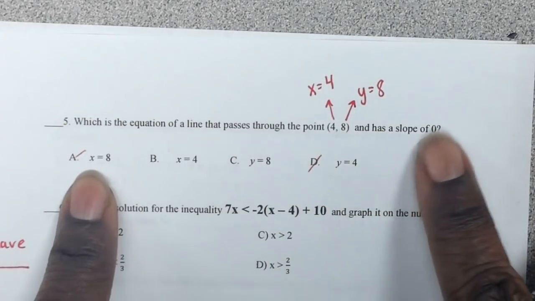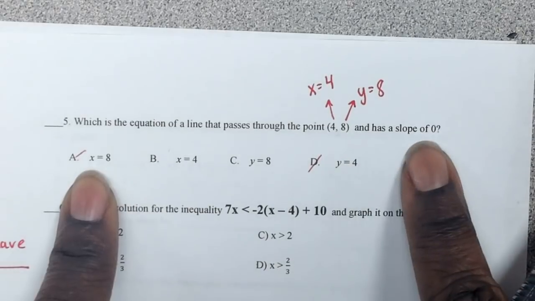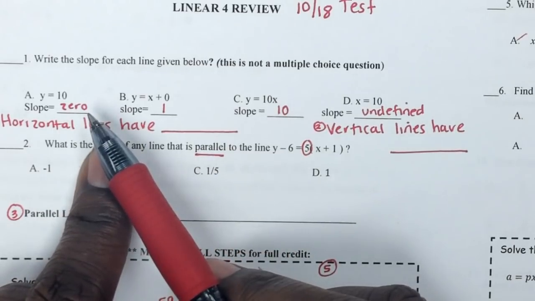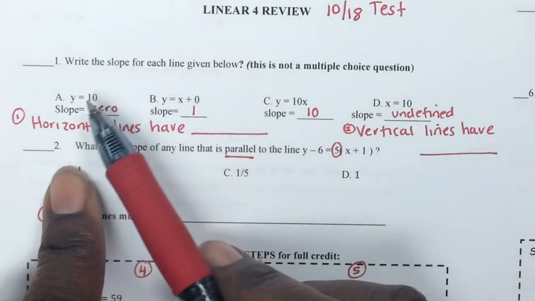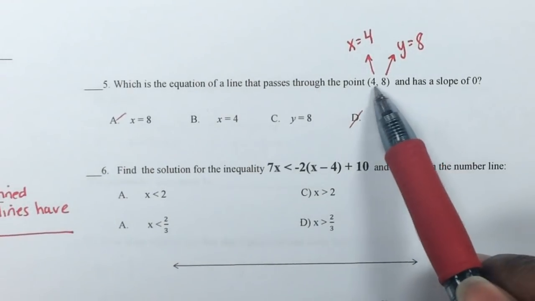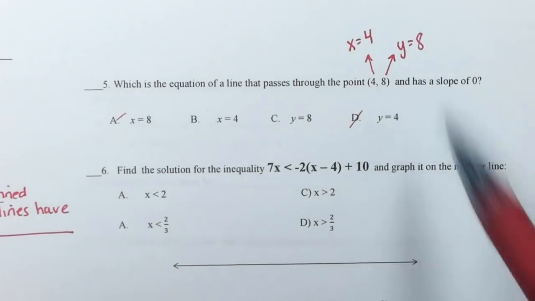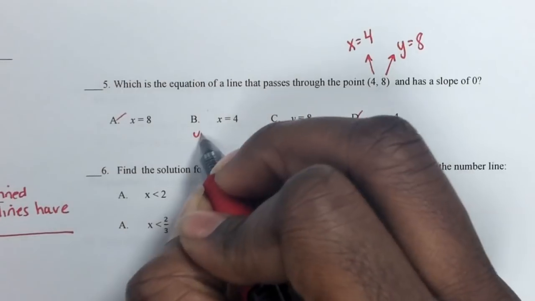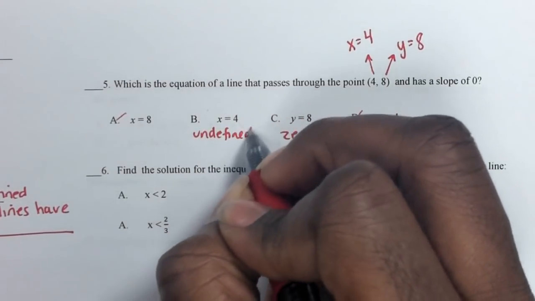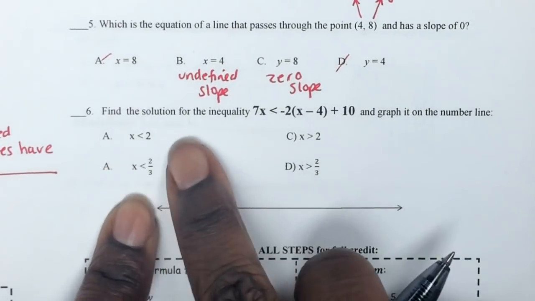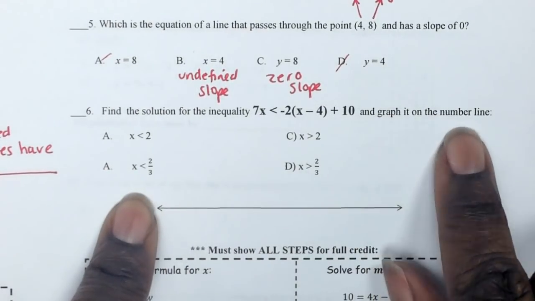But which one of these has a slope of 0? You have to remember, what did we write back on number 1? Horizontal lines have 0 slope. And the horizontal ones are the y equals. So your answer for this one should be, what does the y equal? Oh, the y equals 8. This is the one with 0 slope. This is the one that has the undefined slope. Okay? Moving on to this one, it says find the solution for the inequality and graph it on the number line.